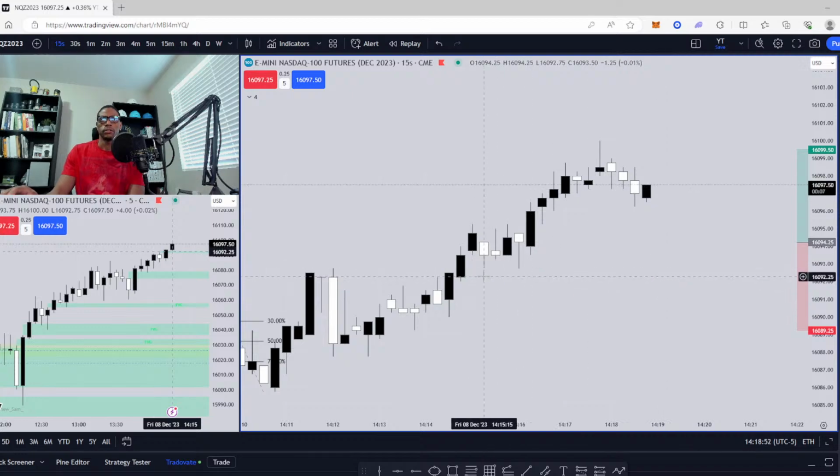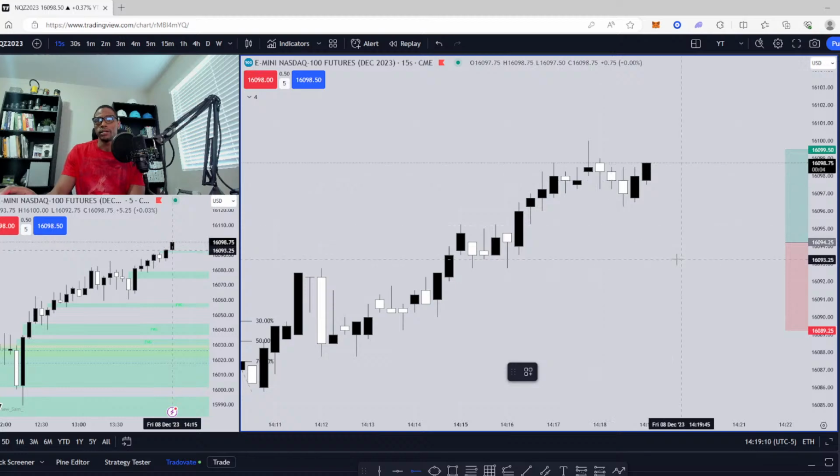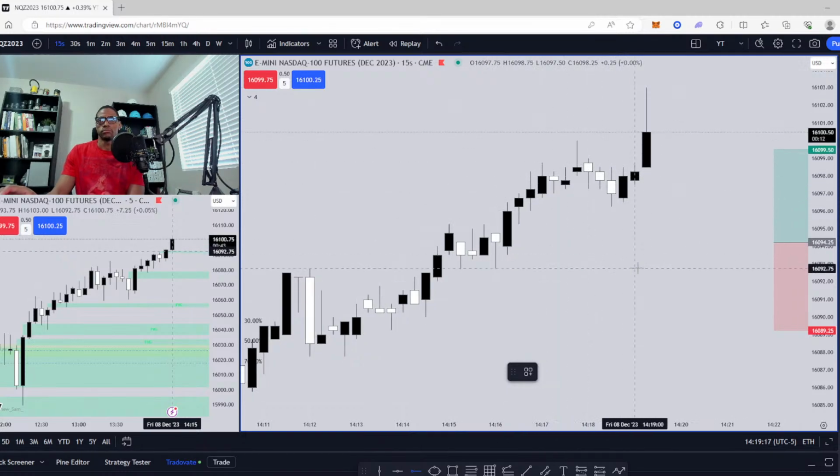That low here is 16092.75 and 16092.75. So we had equal lows. All right, here we go. We have a low swept now. Actually, no, we haven't. I thought I would have found an equal low, or sorry, a swing low here, but there isn't a swing low. The last swing low is this one.